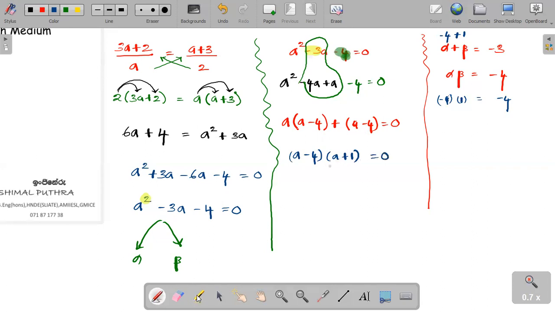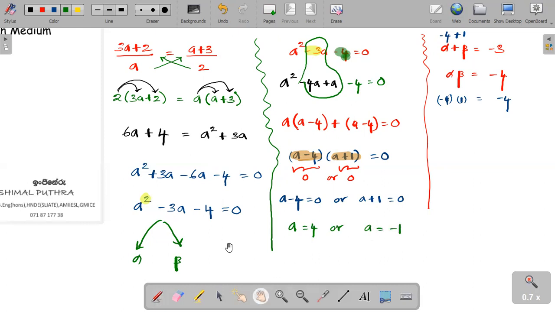We found the multiplication. What is the multiplication? One is a minus 4, one is a plus 1. The multiplication of two parts is equal to 0. Definitely one of them is equal to 0 or both of them are equal to 0. That means this part can be 0 or this part can be equal to 0. That means you can say a minus 4 is equal to 0 or a plus 1 is equal to 0. That means a is equal to 4 or a is equal to -1.